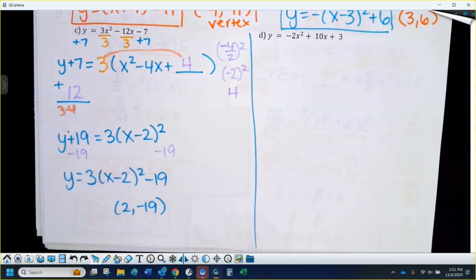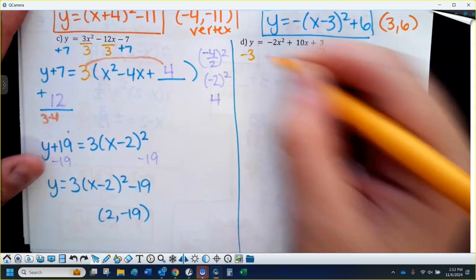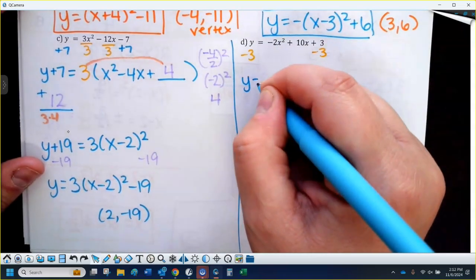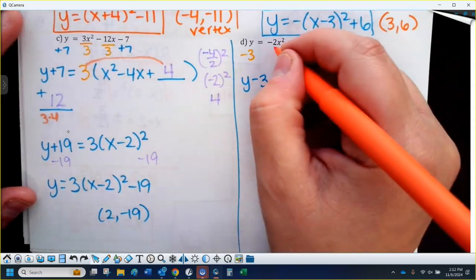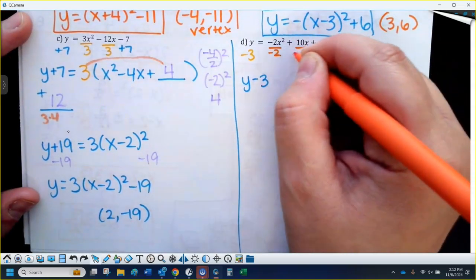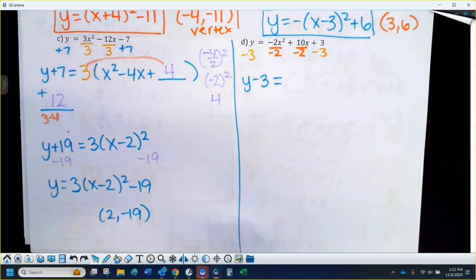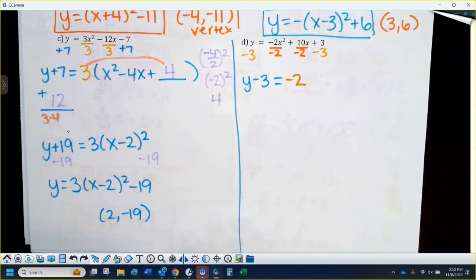Alright, and I've got one more. This one's kind of nasty when we get going on it. I'm going to move the plain number first. So if you've got a constant term, just move it to the other side with the y. So I'm going to write down y minus 3. And then what I'm going to do here, I got to divide my linear term and my quadratic term. If there's an a value that's not 1, you got to divide by that. In this case, it's going to be -2. So I'm going to have a -2 out in front.